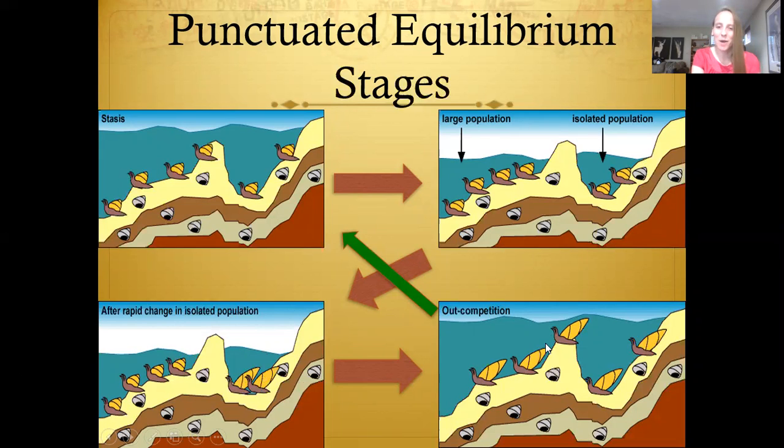And then that population expands and outcompetes the original small-shelled population. So that's the expansion and out-competition phase. And then it would go back to stasis again.